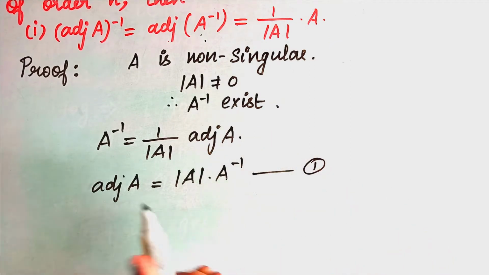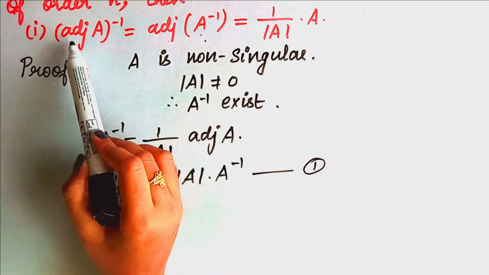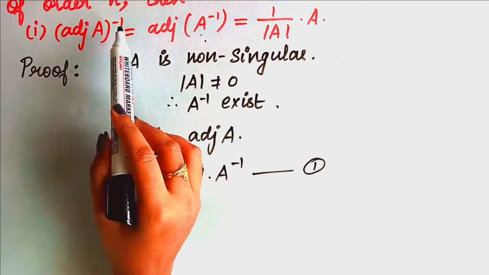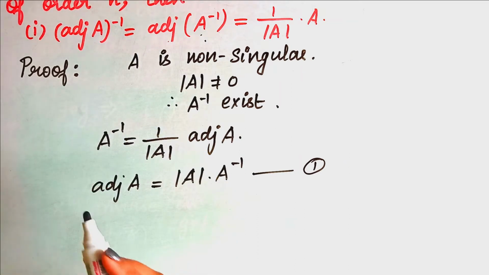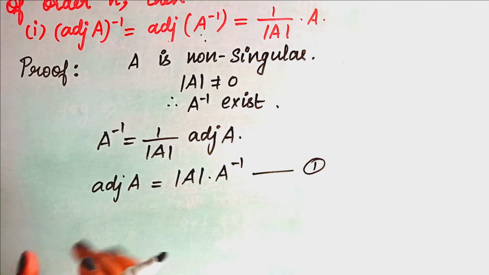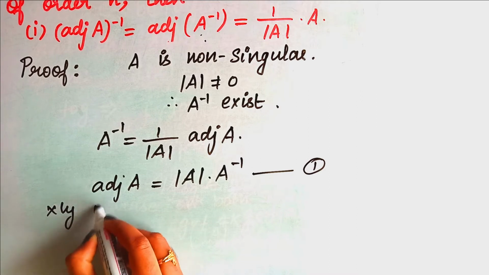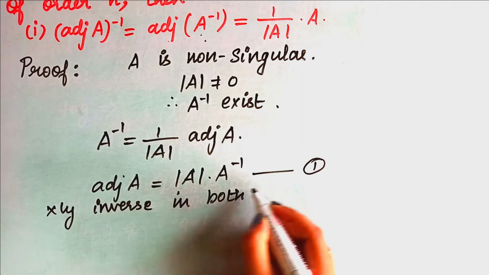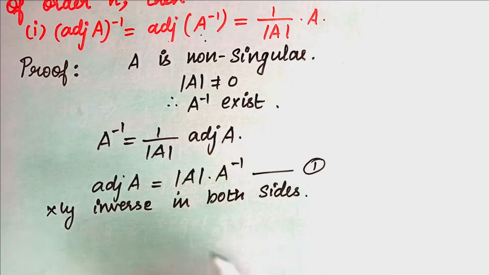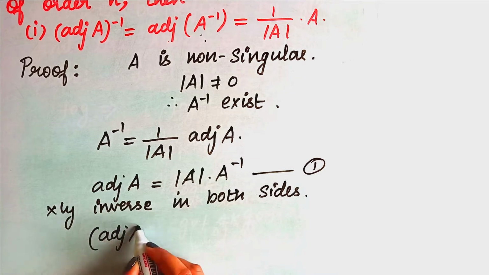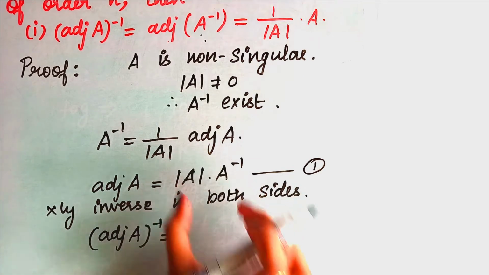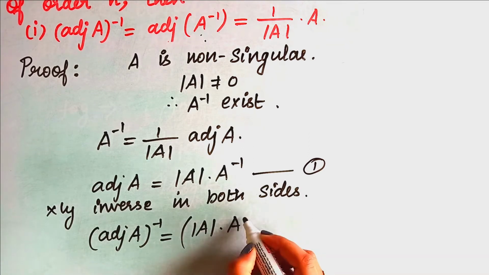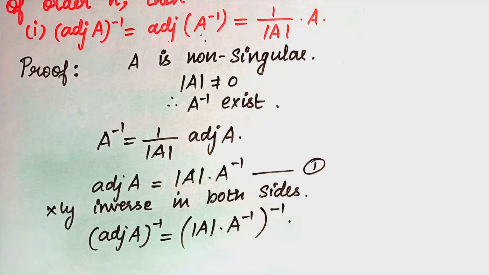Now, in the question, as usual, you can see that adjoint A, the whole inverse. Here we have adjoint A, and in the question we have adjoint A, the whole inverse. So for that, what we are going to do, we are going to take the inverse on both sides. So if we take the inverse, we'll get adjoint of A, the whole inverse, and here we'll get determinant of A into A inverse, the whole inverse. So this is what we get.